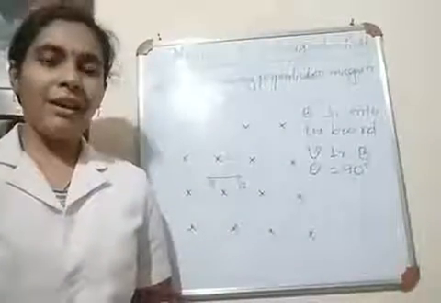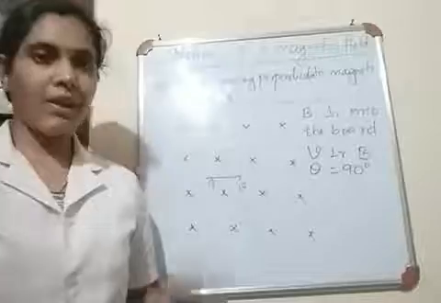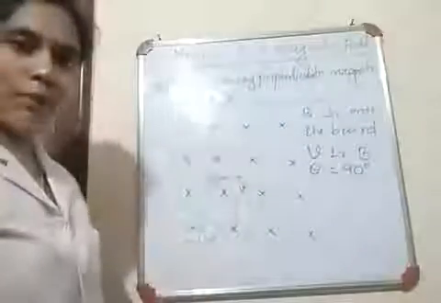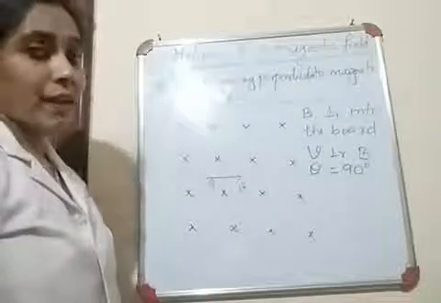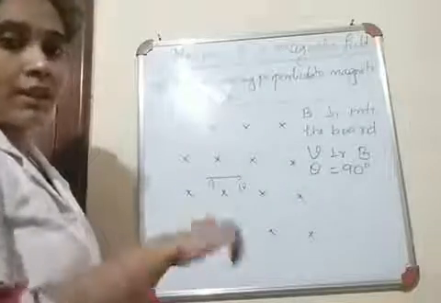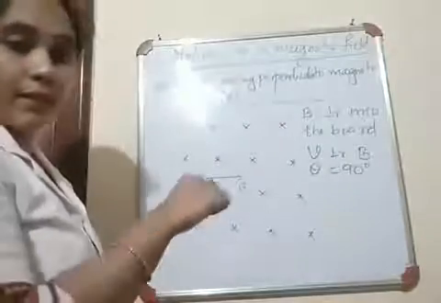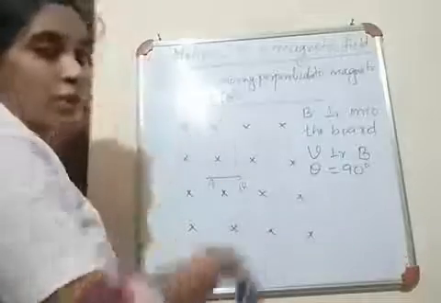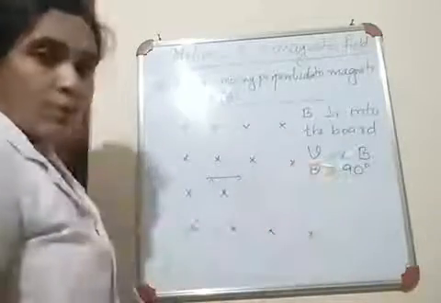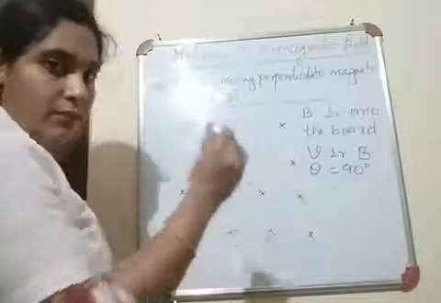Children, now let's discuss the second case, when the particle moves perpendicular to the magnetic field. On the board I have represented a uniform magnetic field, and what is the direction of that magnetic field? It is denoted by a cross. If it is a cross, it means the magnetic field acts perpendicular into the board. So this is the direction of the magnetic field.